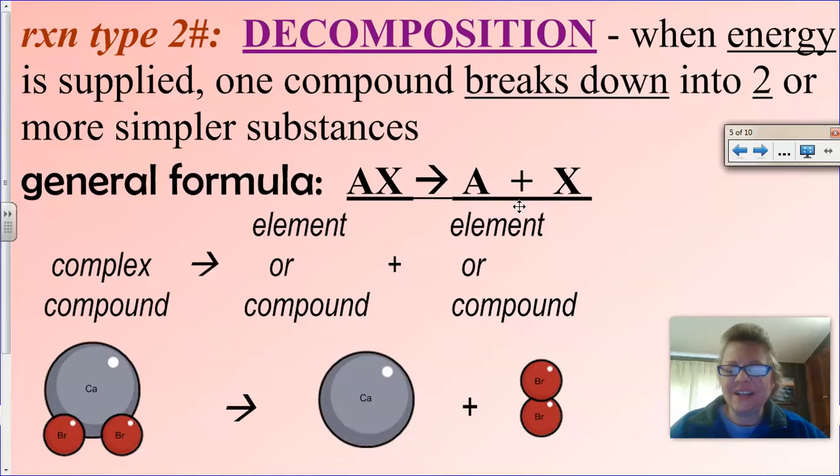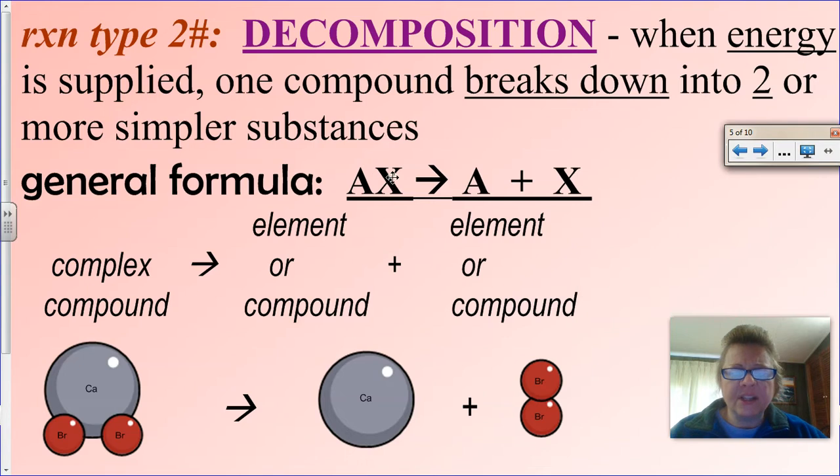Hi everyone. Today we're covering decomposition reactions, the second type of reaction in Chapter 9. And I hope you have your notes out so that you can take those while we're going through the example problems. Decomposition reactions will occur only if energy is supplied. You're going to have one compound breaking apart into two or more simpler substances. And since energy has to be supplied to drive the reaction, it is an endothermic reaction.